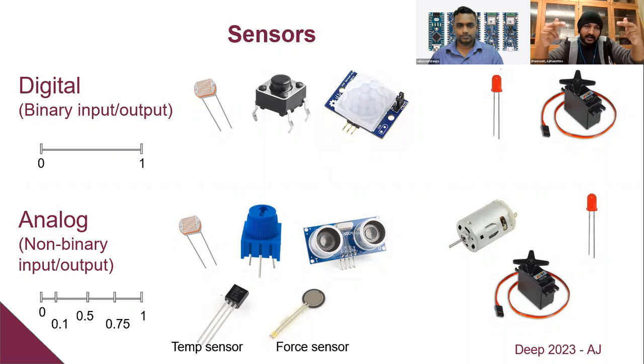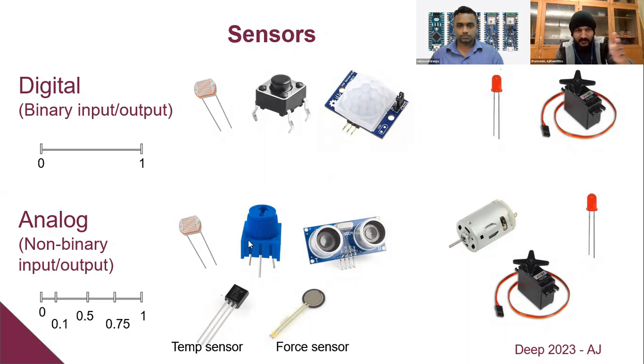But you can use the same idea for analog. Let me take the same example of the LED. In the digital case, you can have it on or off. But in the analog case, you can make it dim or vary the intensity of the LED. That's where the analog idea comes in. You can have any value between 0 and 1. When it comes to a motor, you can use the analog signal to control the speed of the motor.